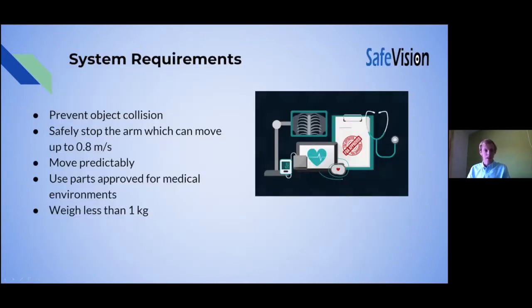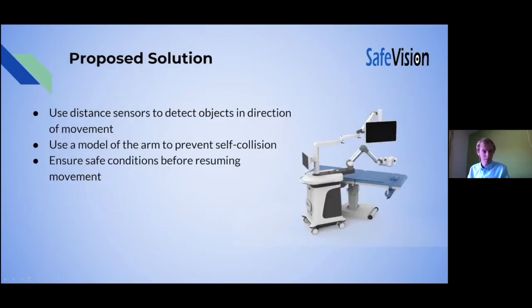Given this environment, our system must prevent object collision and safely stop the arm, which can move up to 0.8 meters per second. It must also move predictably, as the doctor must be in control of all movement in the operation room. All parts must follow medical guidelines, and it must weigh less than 1 kilogram, as the arm can support up to 5 kilograms, and the microscope weighs roughly 4 kilograms.